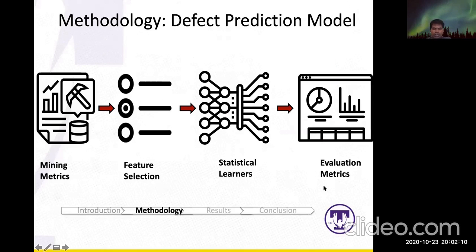And finally, for the defect prediction construction, that was done by getting the metrics, applying feature selection such as PCA, principal component analysis, applying statistical learners, and then evaluating the performance by comparing against existing methods.